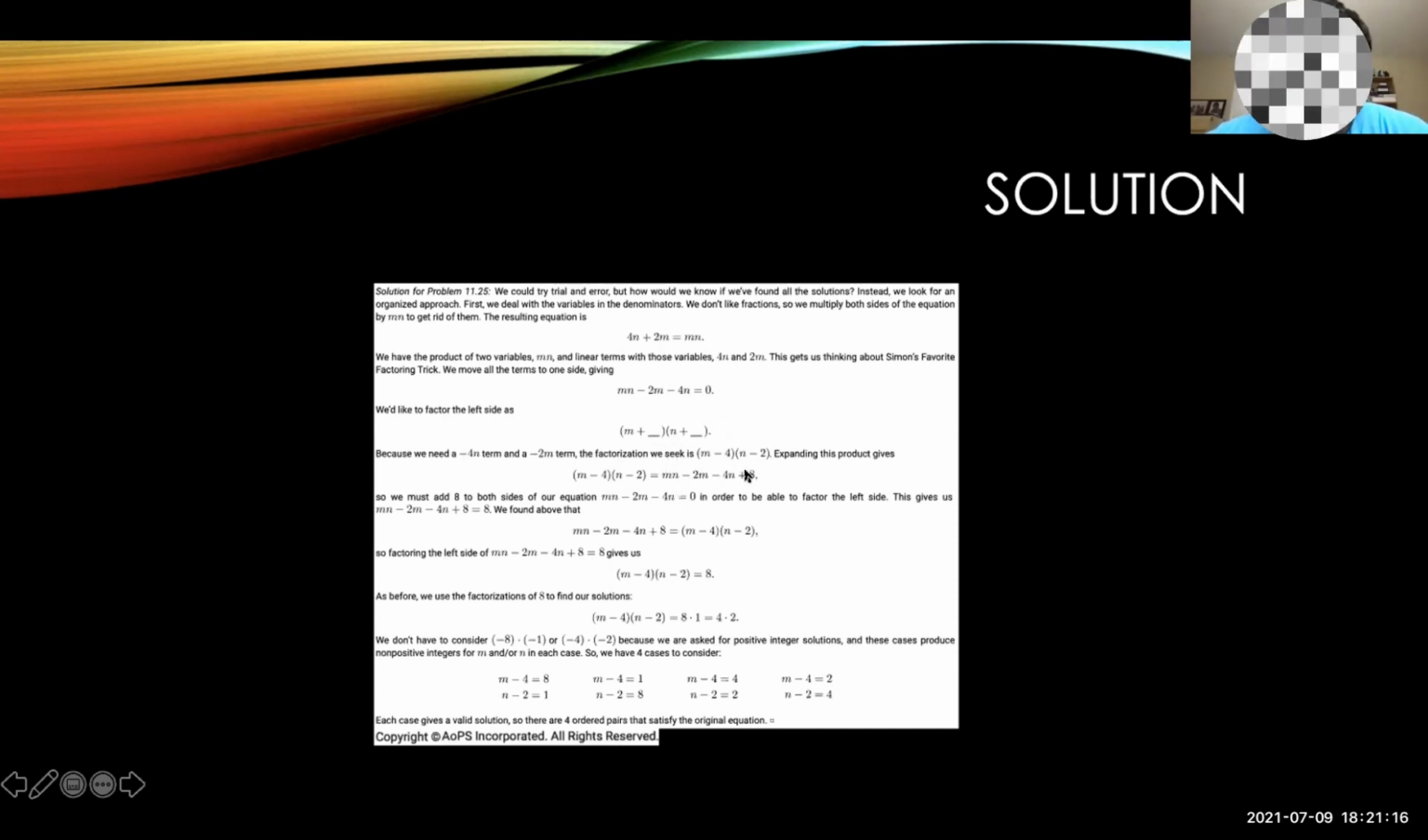However, what we didn't account for is that we need an 8 on the other side, so we add that 8 in, and then we realize that it's m minus 4 times n minus 2 equals 8, because in the original equation it equaled 0, but that's not what it equals. So we account for that, we make it equal to 8. And then we do the same thing as before, where we factor this side. So we get 8, 1, 4, and 2. Then we essentially just set up another system of equations like in that previous problem. And when we do this, we can figure out what all of our answers are.